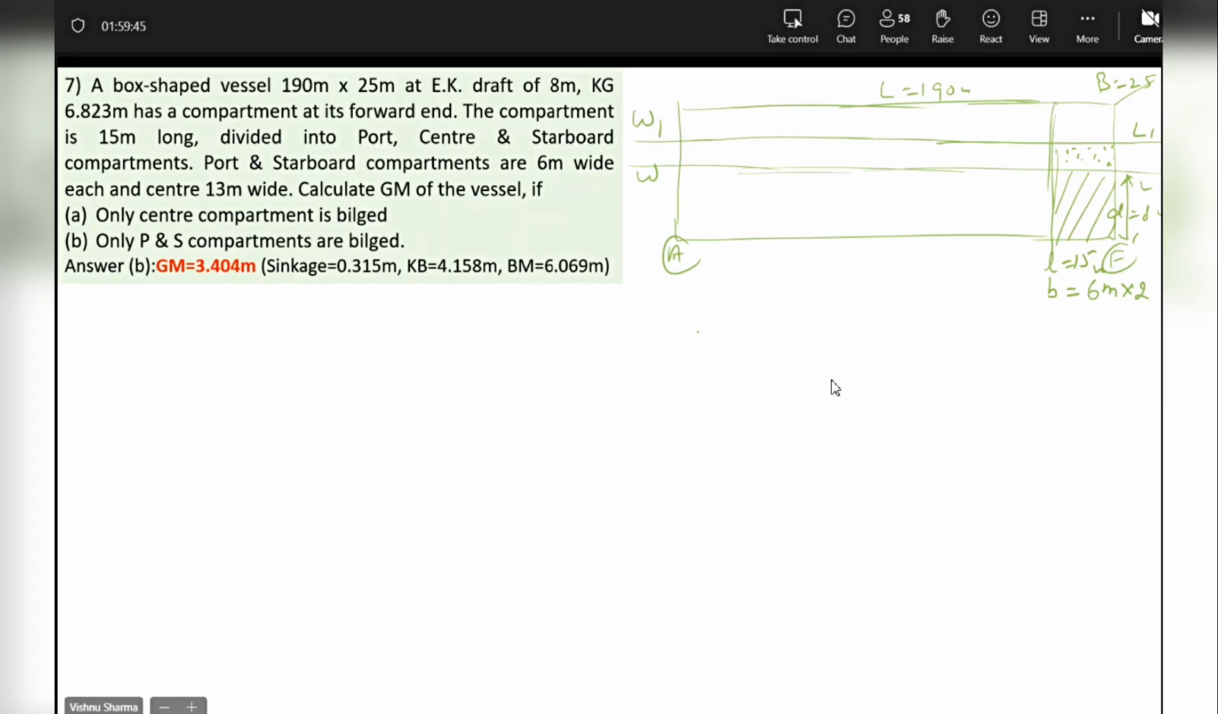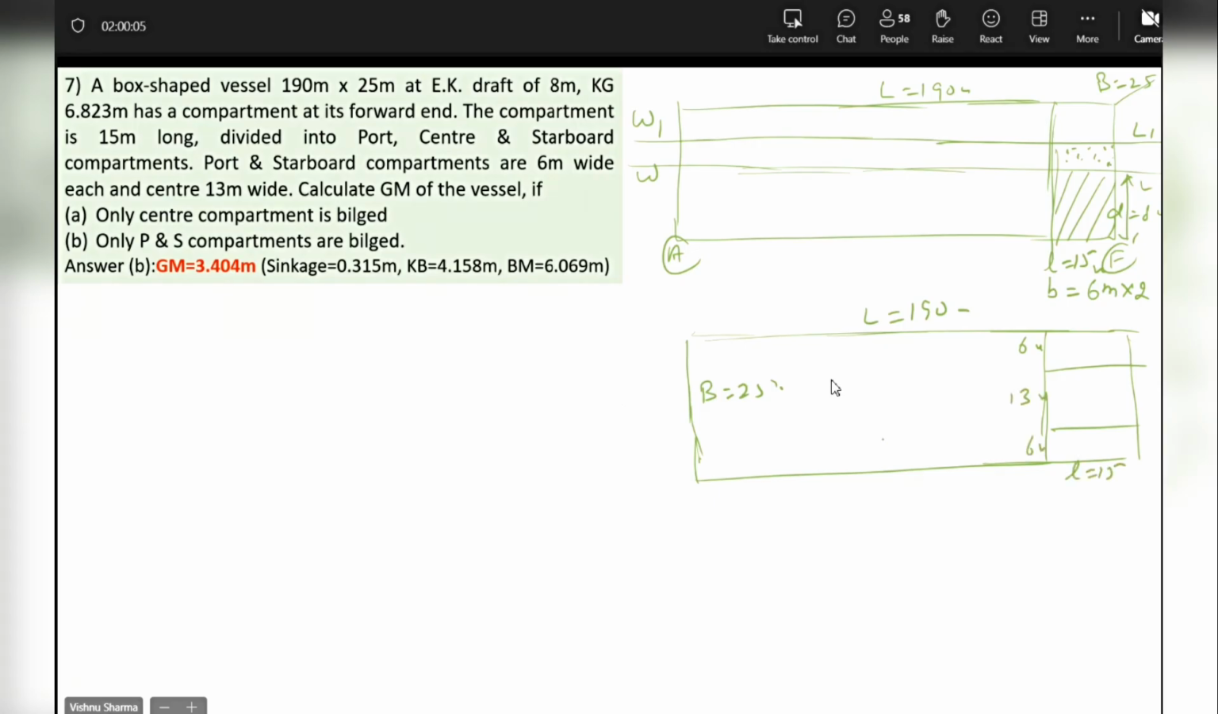Now I make the water plane area in the bilge condition at W1 L1. Length 190, breadth 25, forward end, 2 wing tanks, 6 meters, 13 meters, 6 meters, length 15. This water plane is lost and this water plane is lost. Am I clear, guys? Is the diagram right for part B? Yes, sir. Only the wings are bilged. Correct, beta? Okay.